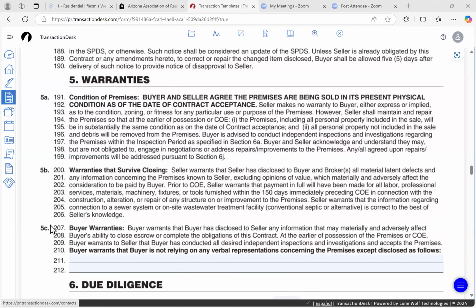The seller warrants that the information regarding connection to a sewer system or on-site wastewater treatment facility, otherwise known as septic, conventional septic or alternative, is correct to the best of the seller's knowledge.